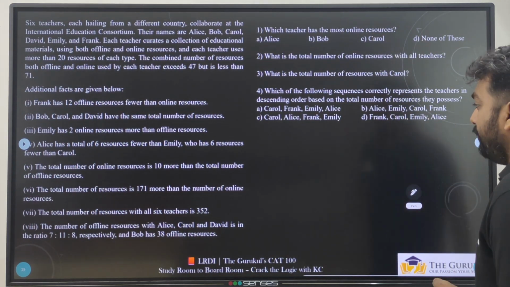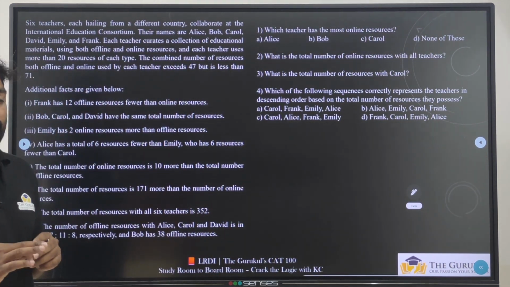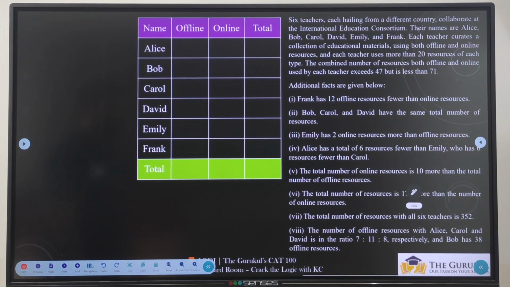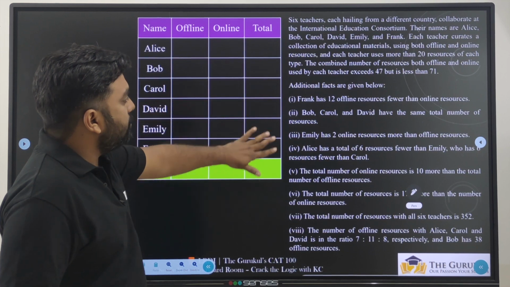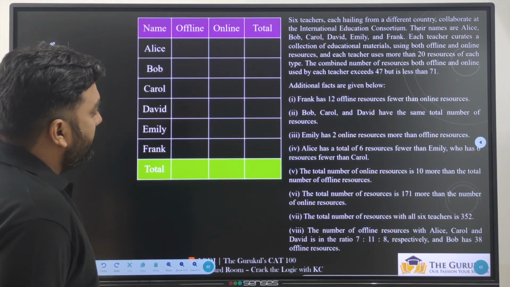There is some information followed with 4 questions. So we need to find out which teacher is using how many online resources and how many offline resources. So let's make a table like this: names of the teachers, offline resources, online resources, and the total resources. Okay, so let's see what is happening.